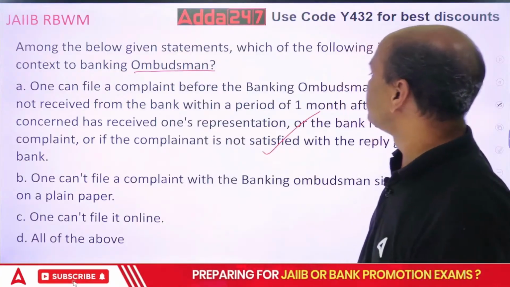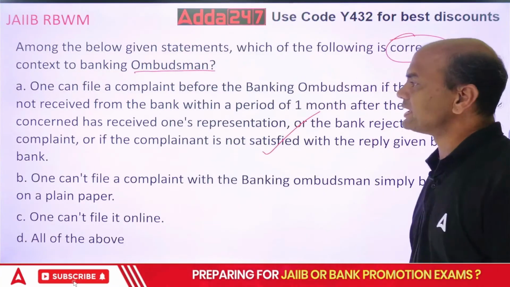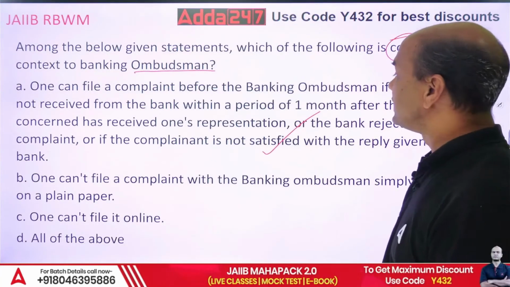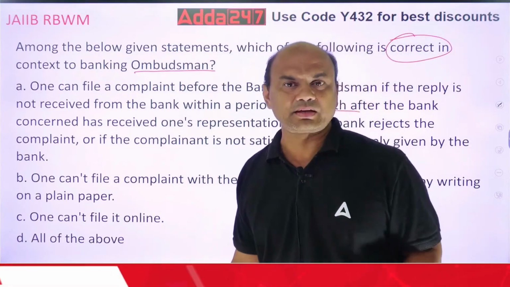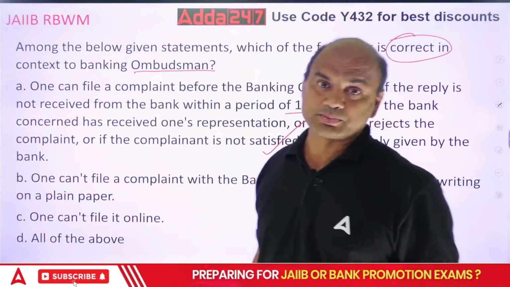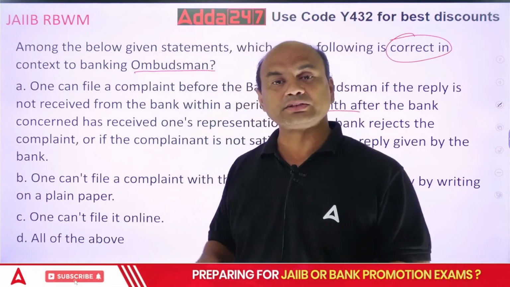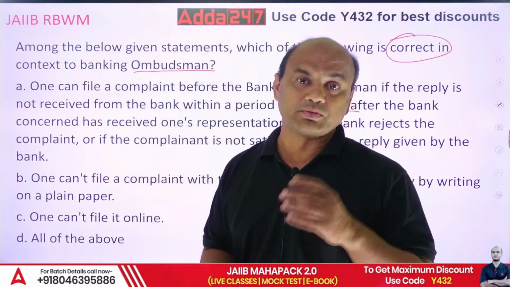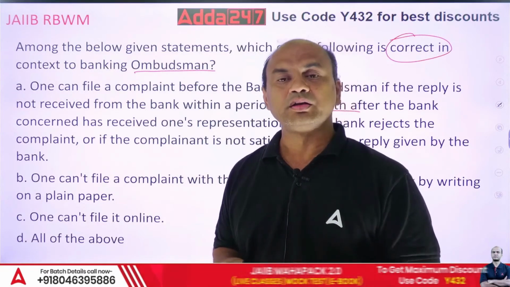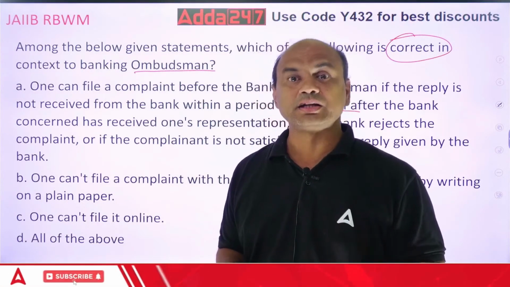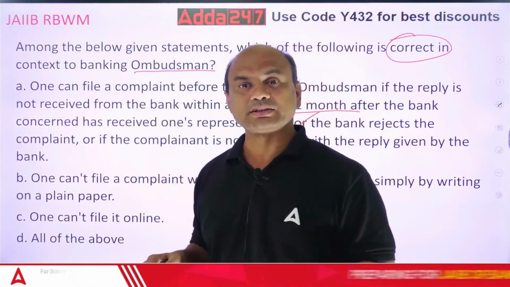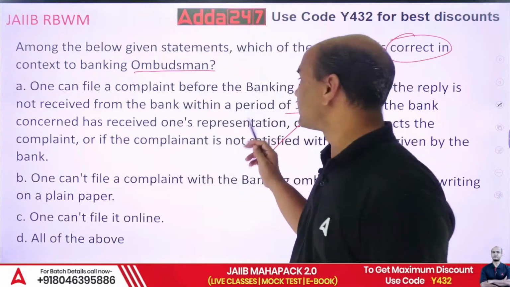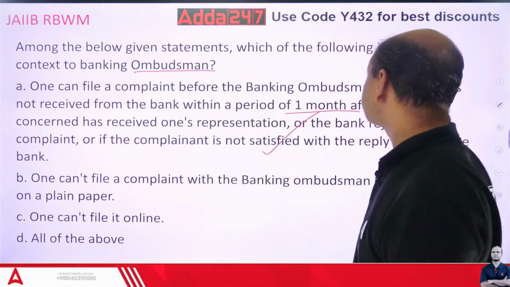One can file a complaint before the banking ombudsman if the reply is not received from the bank within a period of 1 month. Means I'll file a complaint with the concerned bank, their internal ombudsman, and the bank does not give me a reply within 1 month, or if it gives a reply, it does not give me a satisfactory reply. In both the cases, I can go to the integrated ombudsman. Okay?